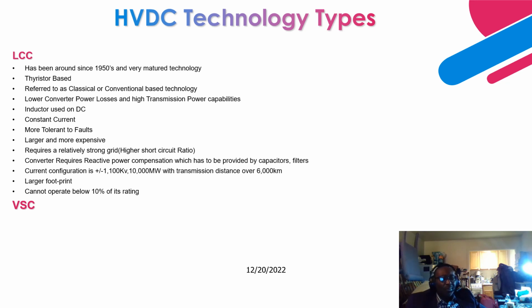One of the drawbacks is it cannot operate below 10% of its rating. So it can only operate down to 90% reduction of power, basically. That's a limitation with the current source converters.